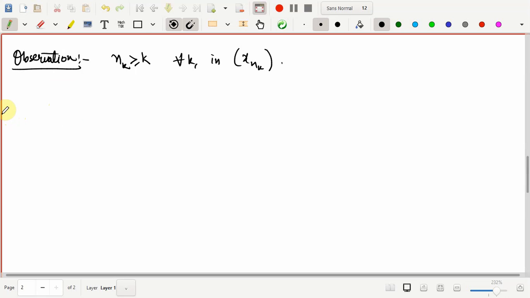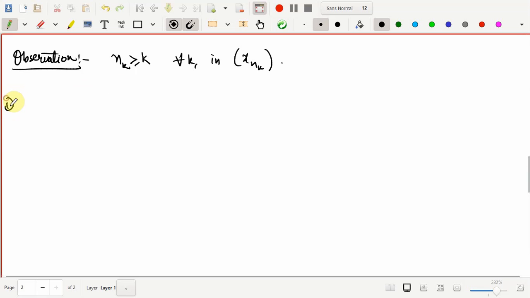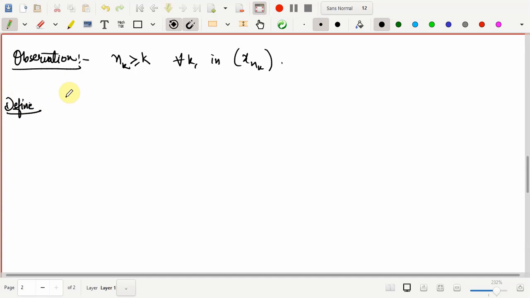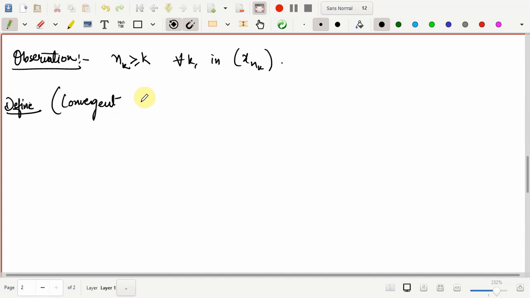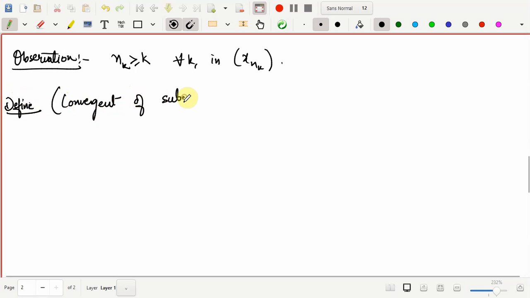Now, the very first question that should come to your mind: if the sequence is convergent, is the subsequence generated from that sequence convergent? Or, if one subsequence of the given sequence is convergent, does the original sequence have to be convergent? So before that, let's define the notion of convergence of a subsequence.